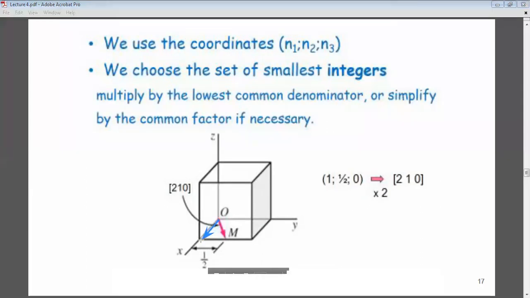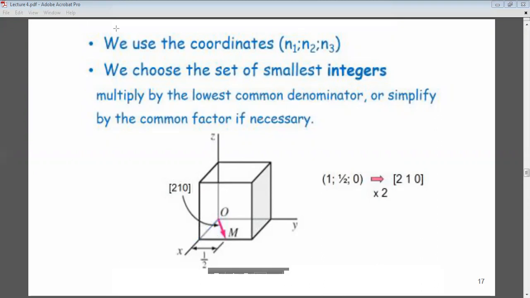We go 1 step along the x-axis, right? And then half step along the y-axis, and then we stop. So it is 1, half, 0. But N1, N2, and N3 should be integers. So I should turn this into integers, and this happens by multiplying by 2. So this direction over here, OM, is 2, 1, 0. Okay.